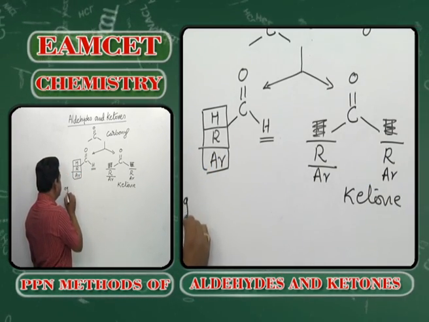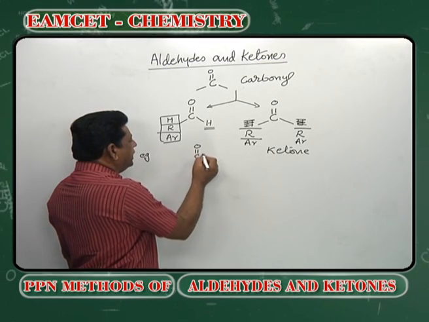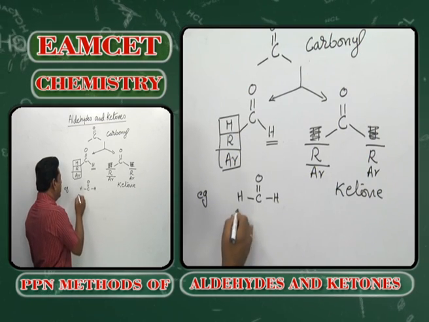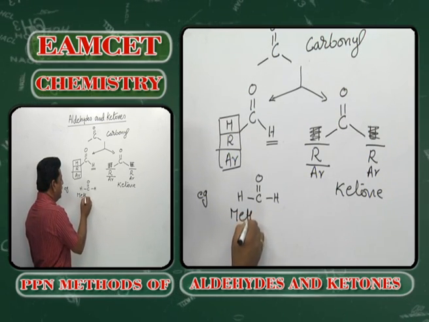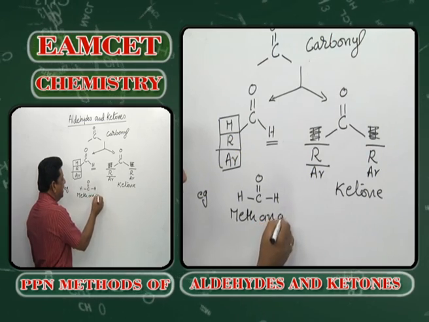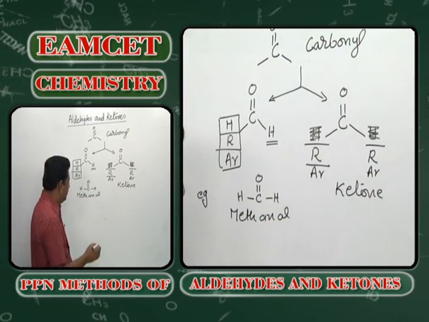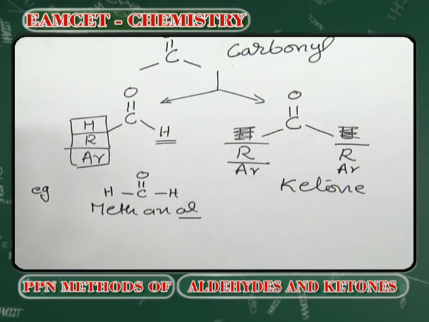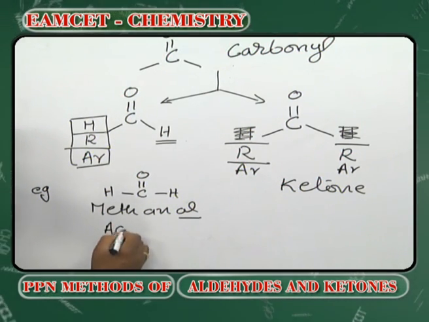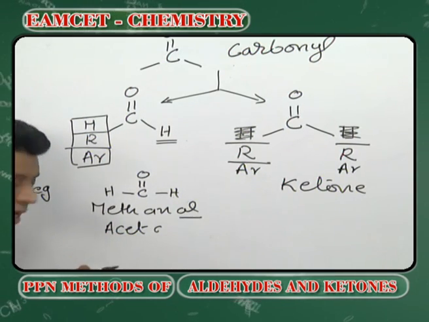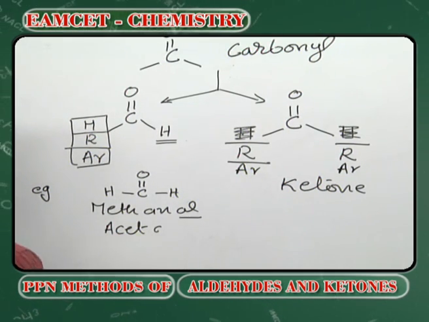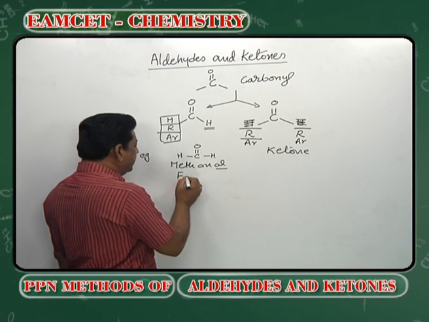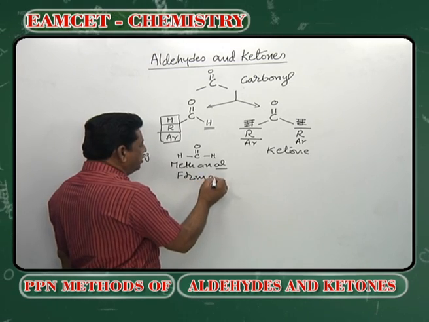Some simple examples, let us see. A carbonyl group containing hydrogen on both sides is systematically known as one carbon, methanal. This "al" is the root word, the coding for the aldehyde. However, it is commonly known as formaldehyde.